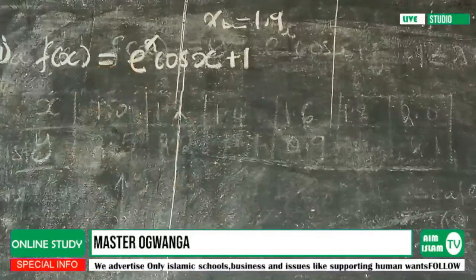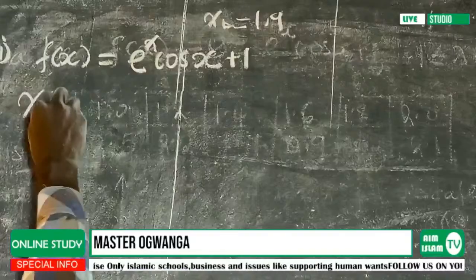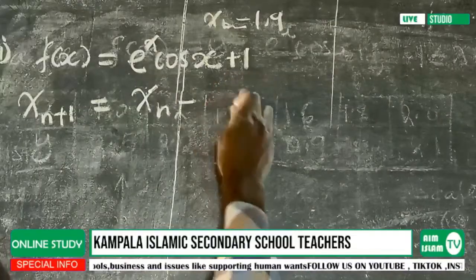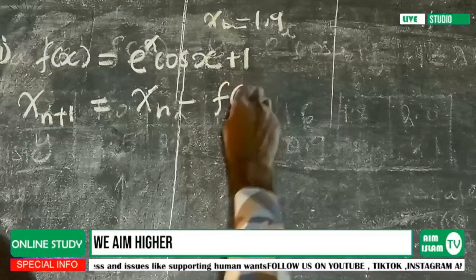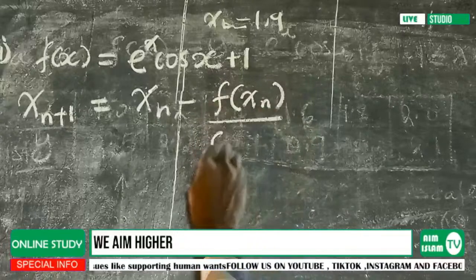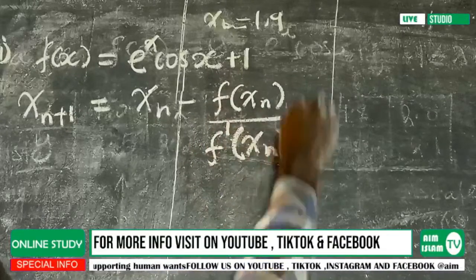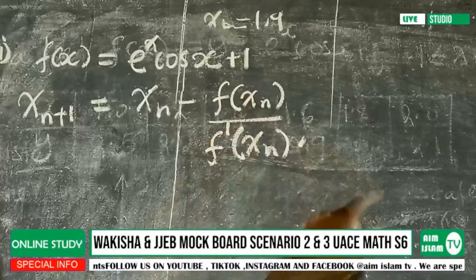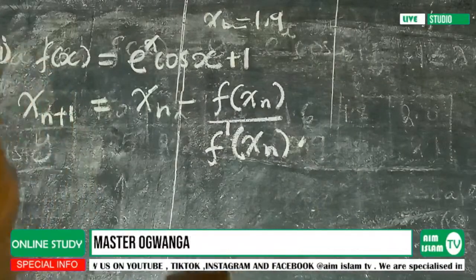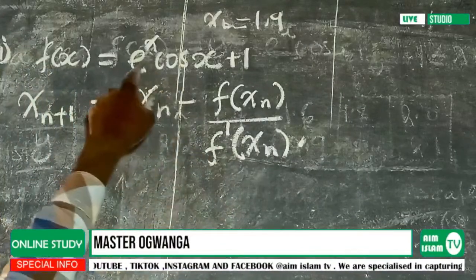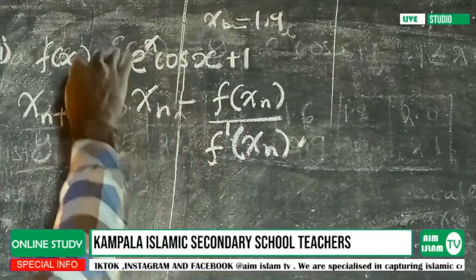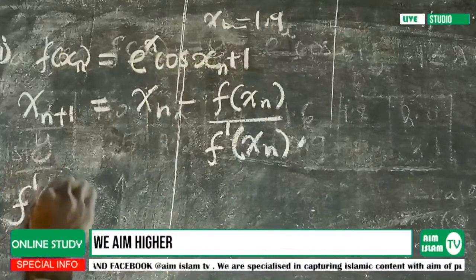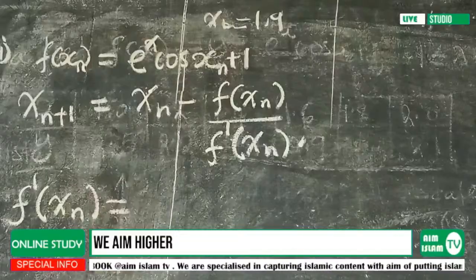But you know very well that in NRM, we look at the formula being x n plus 1 equivalent to x n minus f of x n divided by f prime of x n. At this point, we are having f of x, but we don't have f prime. The f prime means the first derivative of the function f of x. Meaning, I should come and find the first derivative of the function.